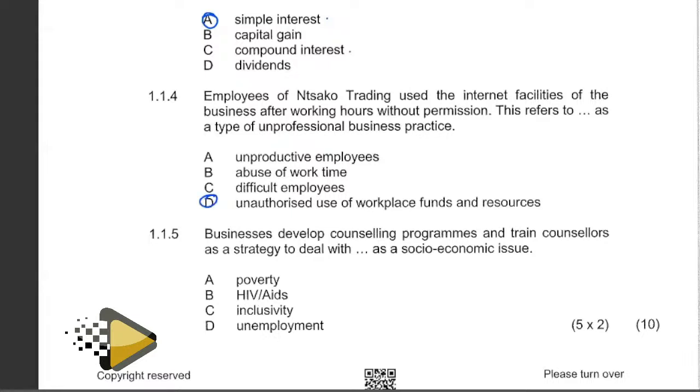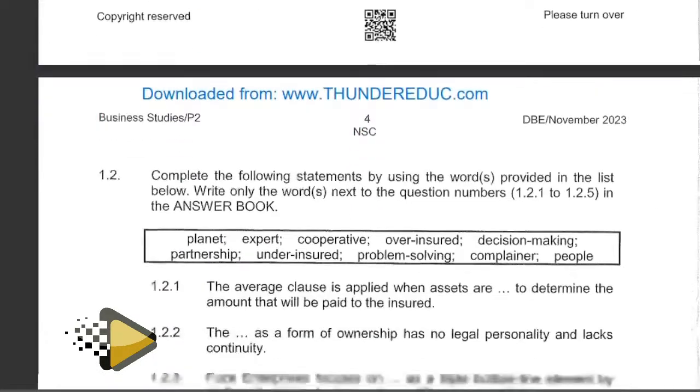Okay, right, grade 12. So now let's check the last question, which is 1.1.5. 1.1.5 reads as follows. Businesses develop counseling programs and train counselors as a strategy to deal with this as a socio-economic issue. So in this regard, the appropriate answer is going to be B. Okay, right, grade 12. Now let's move on to the next question.